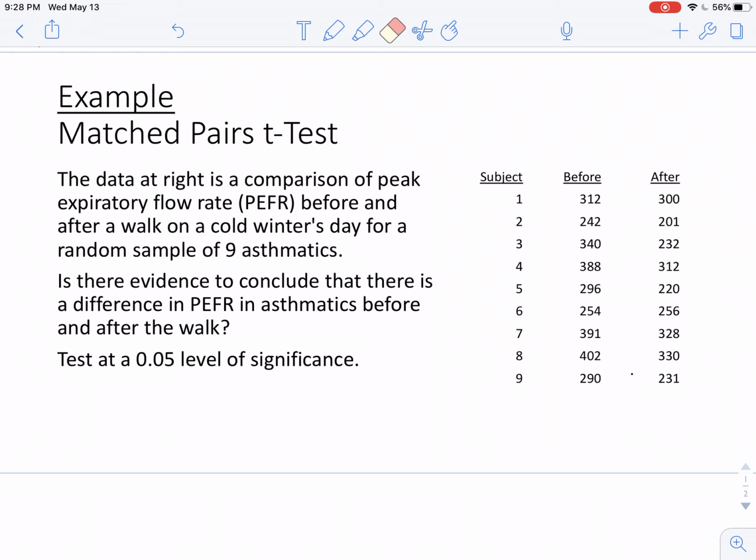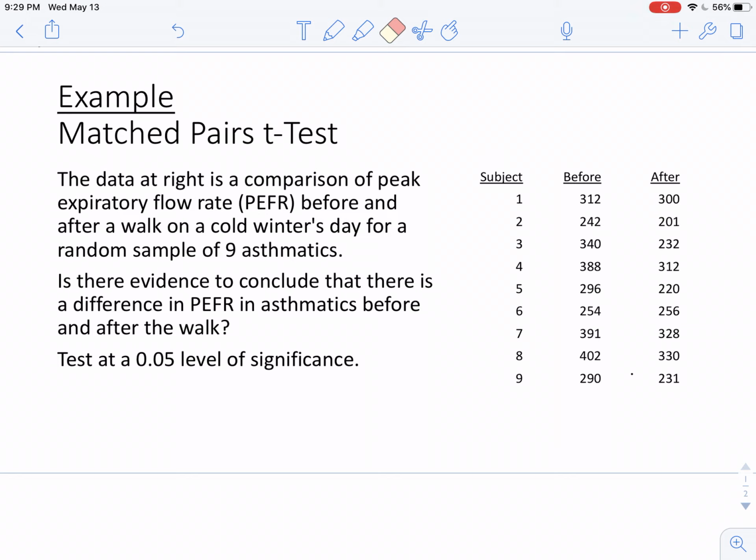The data at right is a comparison of peak expiratory flow rate, PEFR, before and after a walk on a cold winter's day for a random sample of 9 asthmatics. Is there evidence to conclude that there is a difference in PEFR in asthmatics before and after the walk? Test at a 0.05 level of significance.